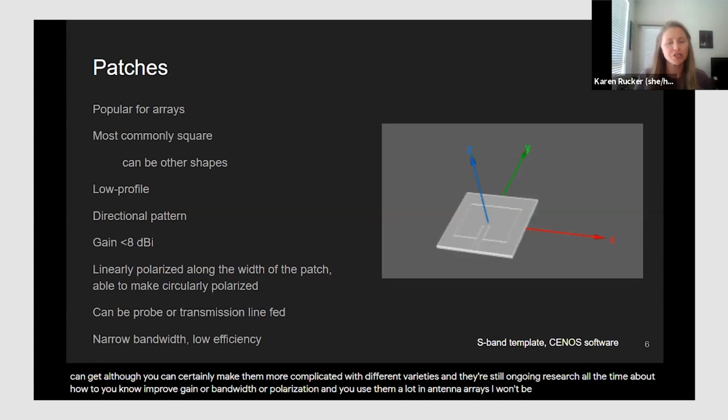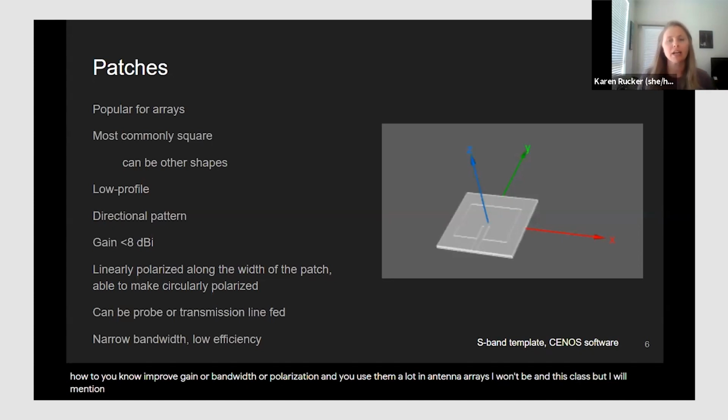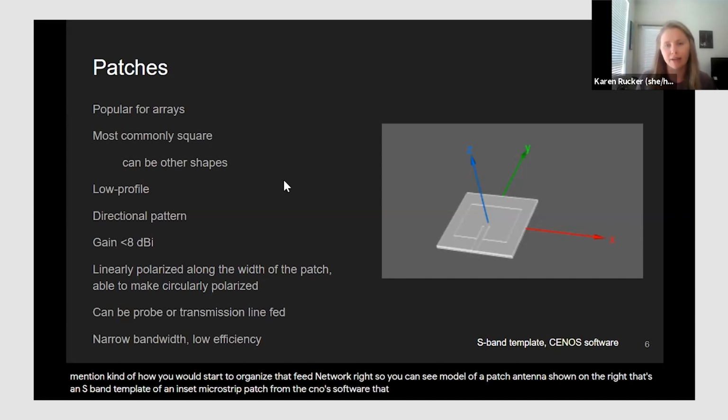I won't be going into arrays, as I've stated several times in this class, but I will mention how you would start to organize that feed network, right? So you can see a model of a patch antenna shown on the right. That's an S-band template of an inset microstrip patch from the CNOS software that I've been playing with, and I'll describe what an inset fed patch is specifically here in a couple slides.